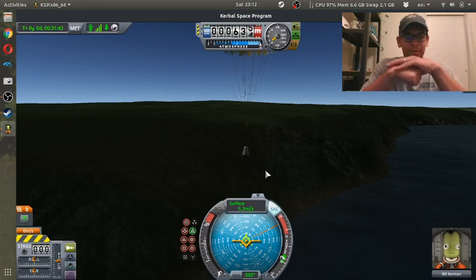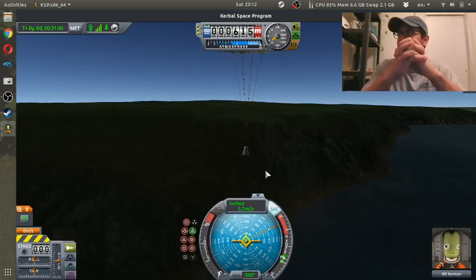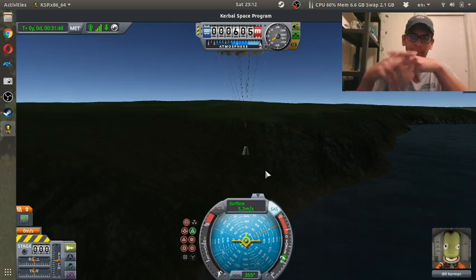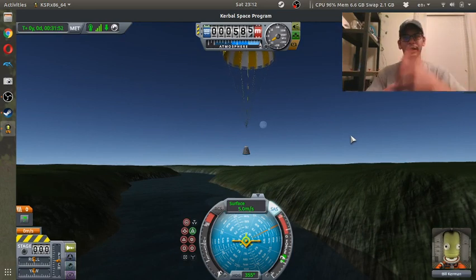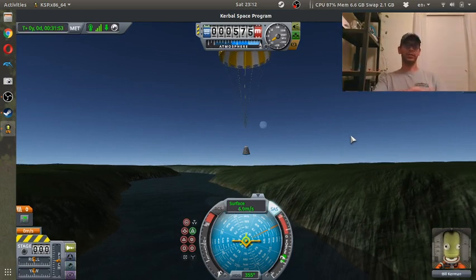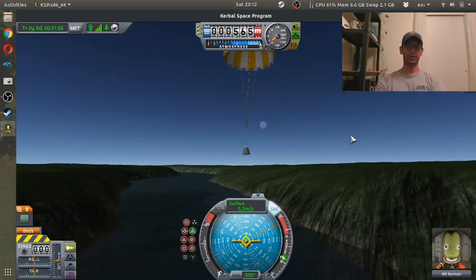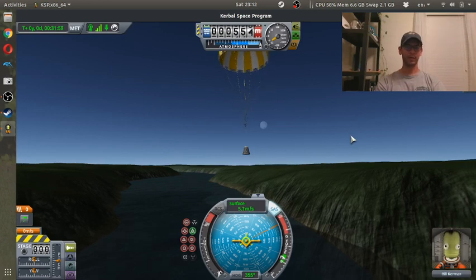Oh man, I definitely deployed the chute too early. Now it's just taking its sweet time to get down to zero. But I did it. I got into orbit, building my own rocket. So that's kind of cool. You know, cross that off the list.